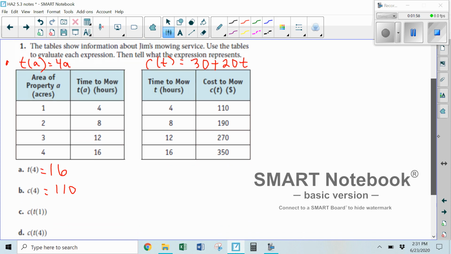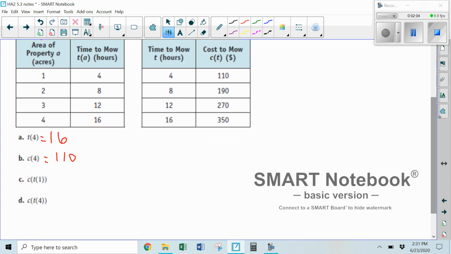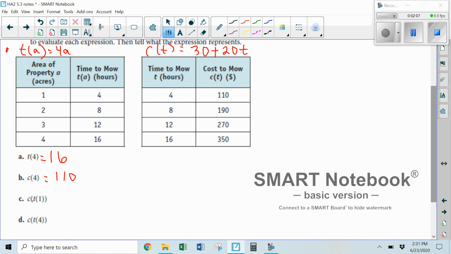Now to the harder ones. C of t of 1. So let's go slowly here. First of all, just do this part. What is t of 1? So go to your t function, input a 1, you get 4. So this part right here is 4. Now I'm not done. Now I have to take that and do c of 4. So go to your c function, plug in 4, you get 110. Okay, so you do the inner part first, and then the outer part.